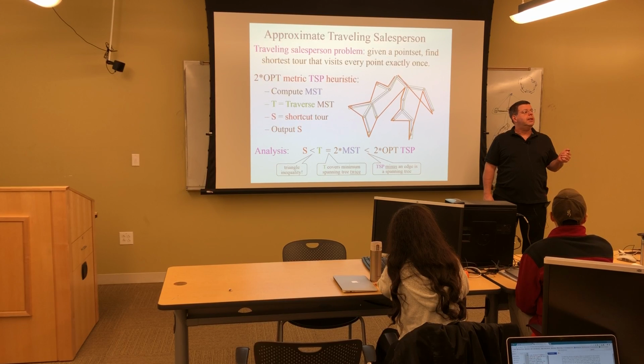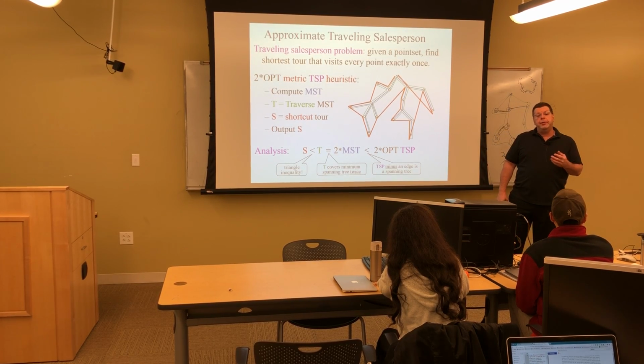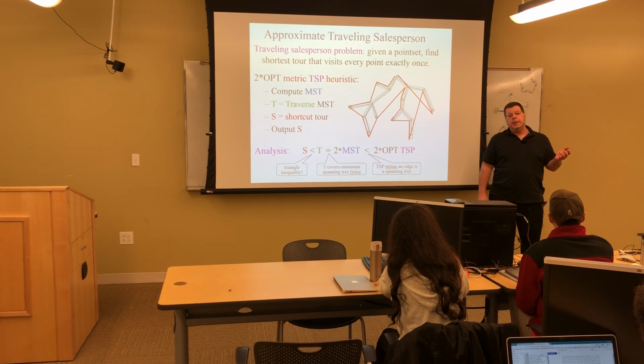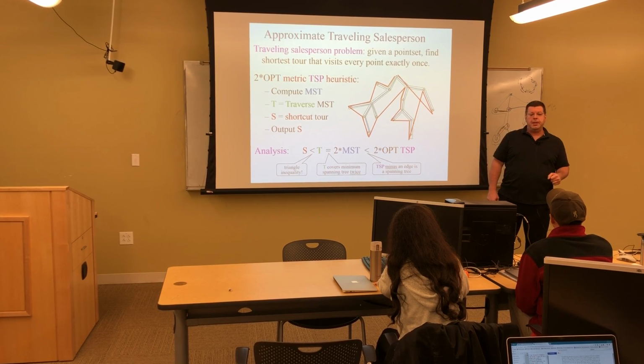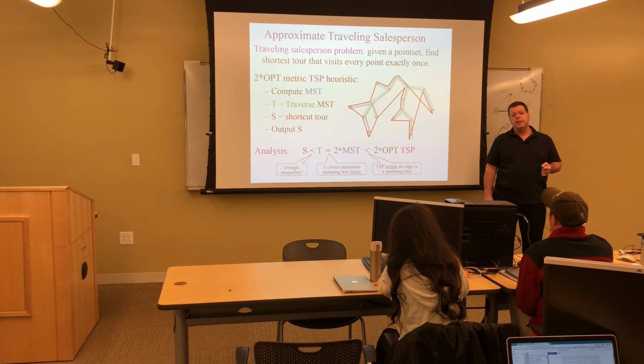A connected graph with edge weights 1? Yeah, the complete graph with all the edge weights being 1. Any tree is a minimum spanning tree. They're all the same weight, right?